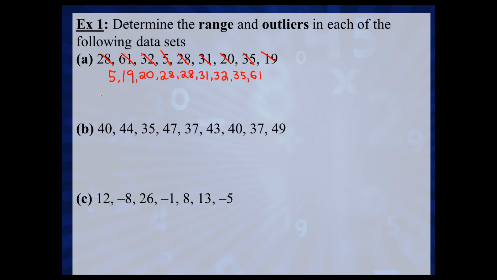Let's calculate the range first. To calculate the range, we'll use that equation. Range is equal to max minus min, which is equal to the maximum value in the data set, which is 61. If you rewrite this in ascending order, the maximum value will always be on the right-hand side of the data set. The minimum value would be the number you start with, so that would be 5. Therefore, 61 minus 5, you would get a range equal to 56.